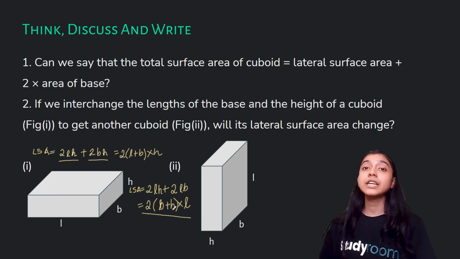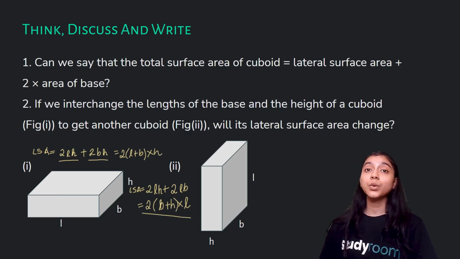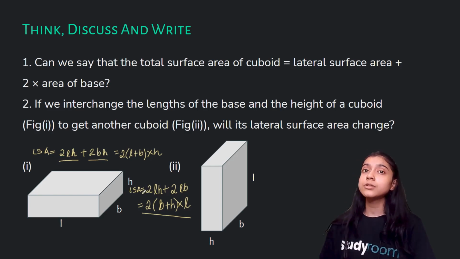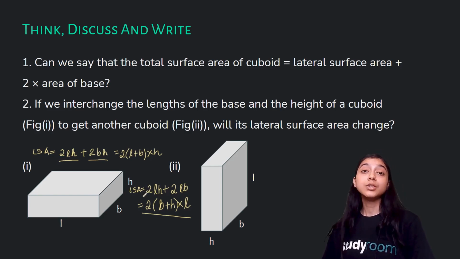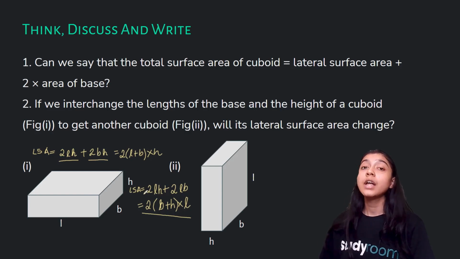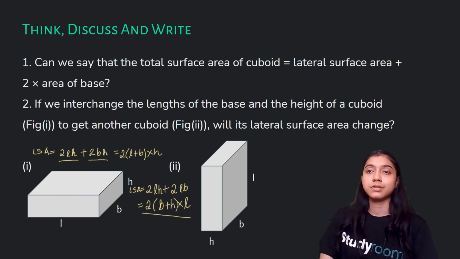So we find that if we interchange the length with the height in a cuboid, then its lateral surface area will also be changed, because the total surface area, when we calculate, we include the top and the base. But when we are interchanging it and calculating the lateral surface area, then the top and the base also get interchanged and the entire lateral surface area gets changed.